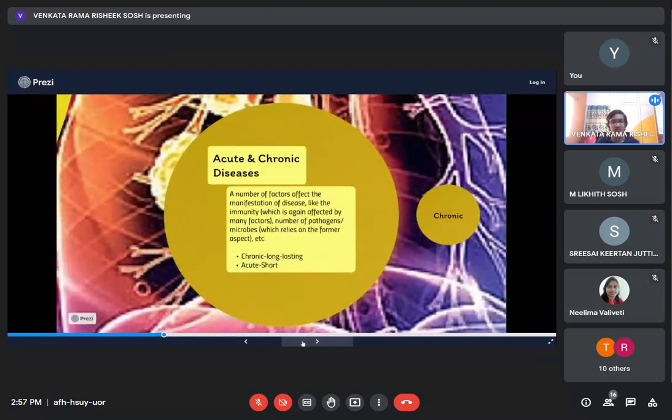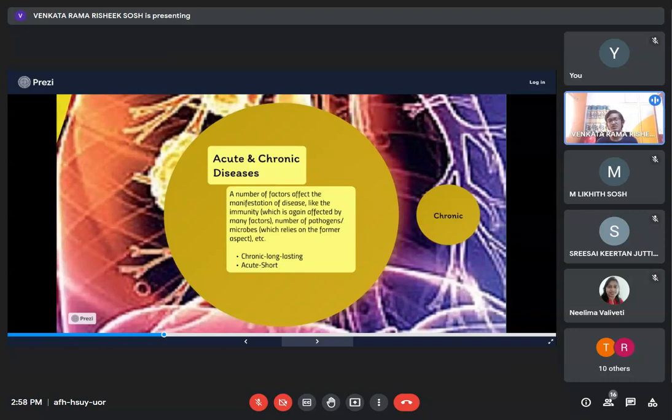So coming to the major topic, acute and chronic diseases. A number of factors affect the manifestation of disease, such as the amount of pathogens and microbes present in the body, and your immunity, which is affected if you have HIV infection, if you do not have good nutrition, or you are not fit, you do not practice healthy habits or have a balanced diet and balanced lifestyle, enough sleep, which is necessary, and also enough rest when you are sick, and also preventive measures.